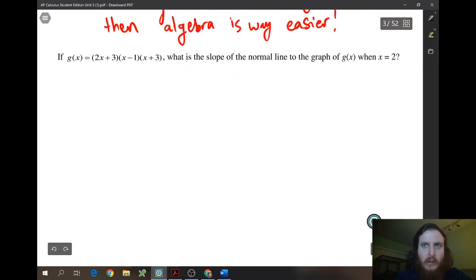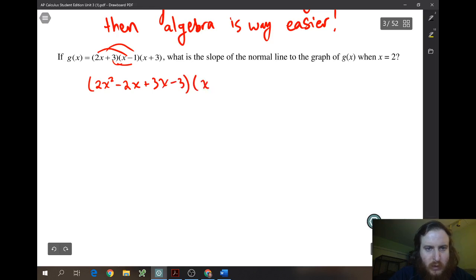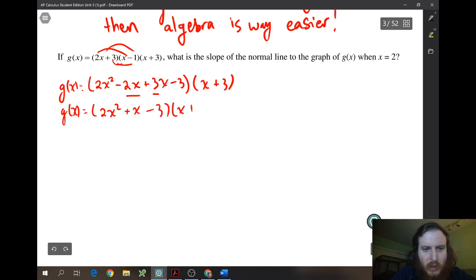Now, same thing here for this guy. So we have 2x plus 3 times x minus 1 times x plus 3. And for me, it's a lot of times easier if we just expand it. So we just FOIL the first one. And that's 2x squared minus 2x plus 3x minus 3, times x plus 3. And so that's 2x squared plus x, right? Negative 2x, positive 3x, minus 3, times x plus 3.